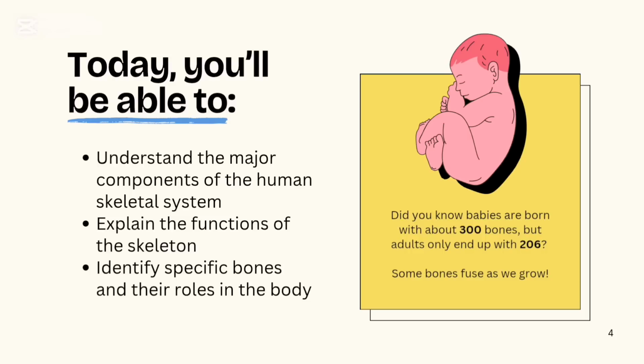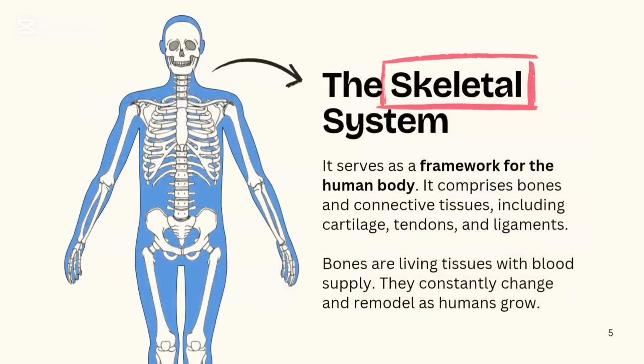Bones also store minerals such as calcium and phosphorus, which are essential for various bodily functions. In addition to minerals, bones contain collagen, a protein that gives them flexibility and resilience, reducing the risk of fractures. Bone health is maintained by specialized cells that regulate bone formation and breakdown. Osteoblasts are responsible for building new bone tissue, while osteoclasts break down old or damaged bone. This balance is essential for maintaining strong and healthy bones.